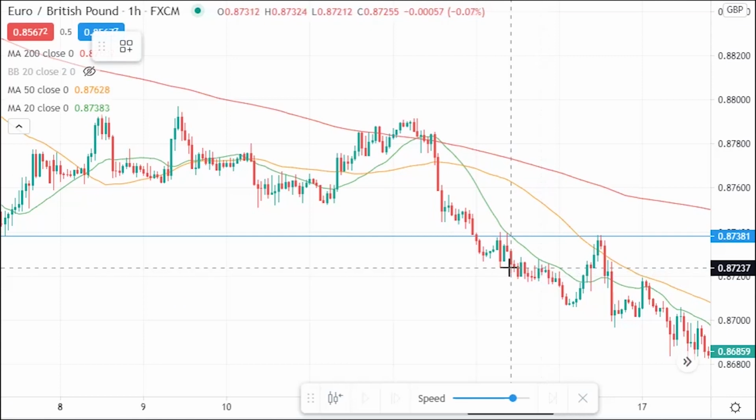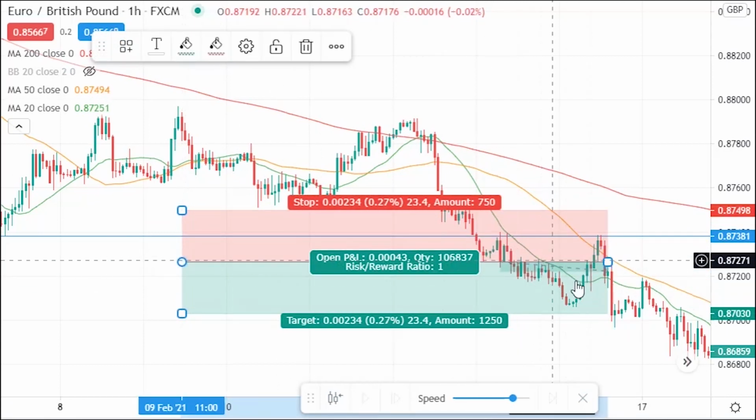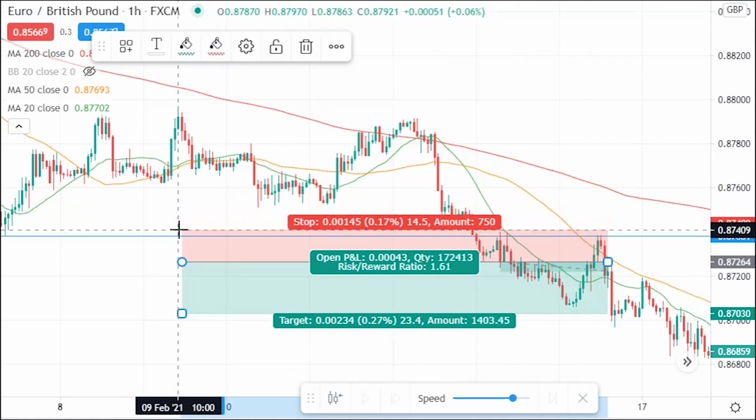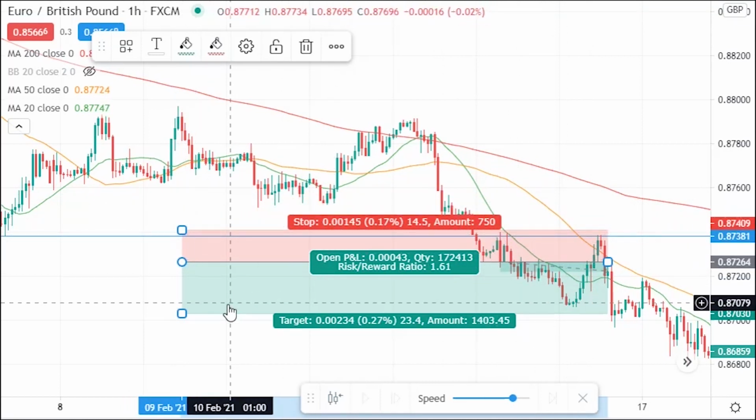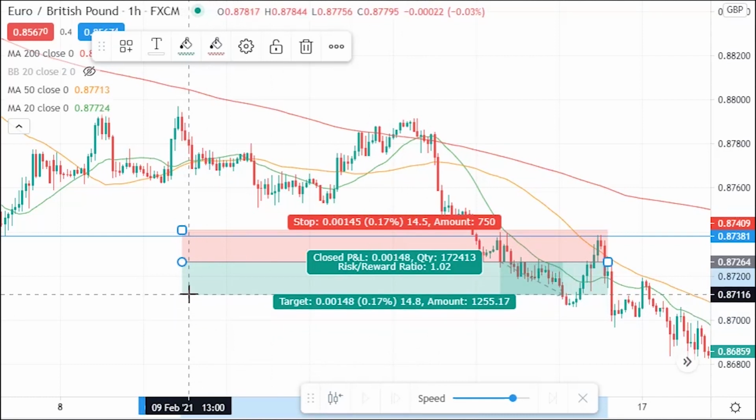Let's see what it would have looked like. Again, I'm just going to drag this out. I know it messes it up a little bit, but just so we can see, we would have set stop above this little swing high there. And let's see if we would have gotten TP1.